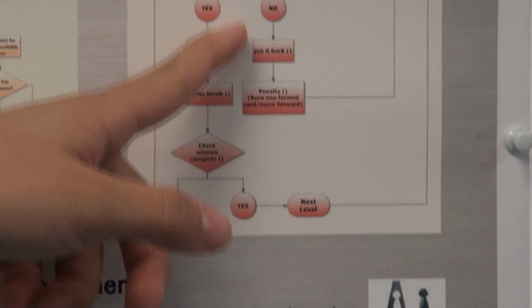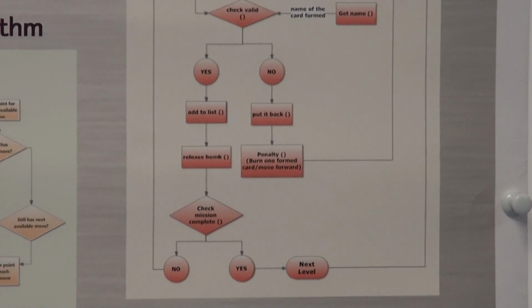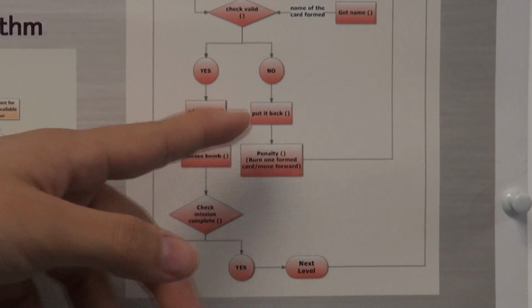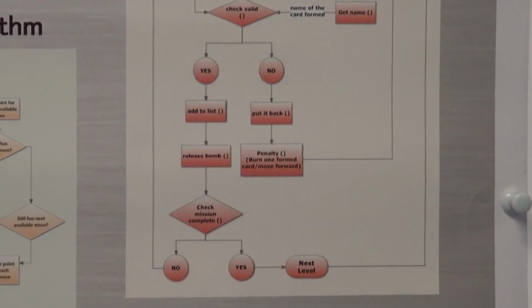If the check whether function returns no, it means the student formed a wrong compound or a wrong ion. They will put the card back and call the penalty function, and the penalty function may burn a card formed before or move the good guy forward. That's it. Here my partner will talk about the modification of the game to you.